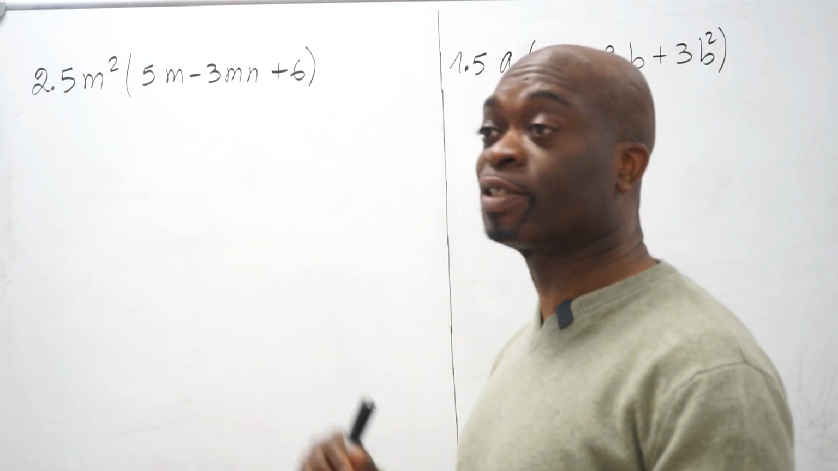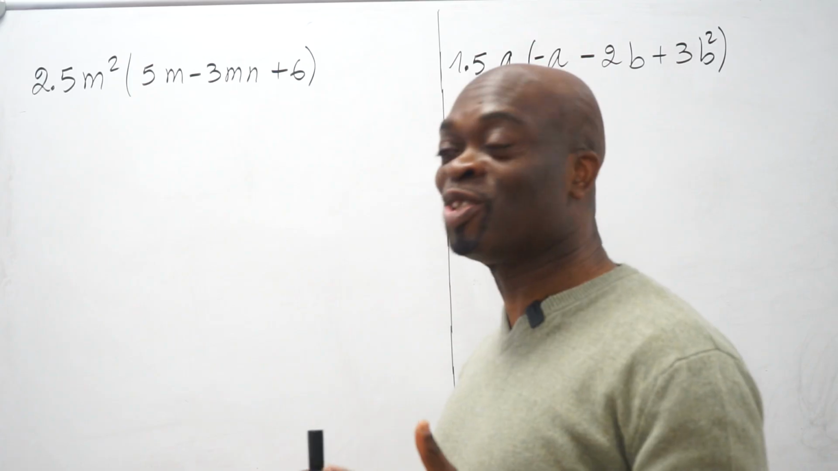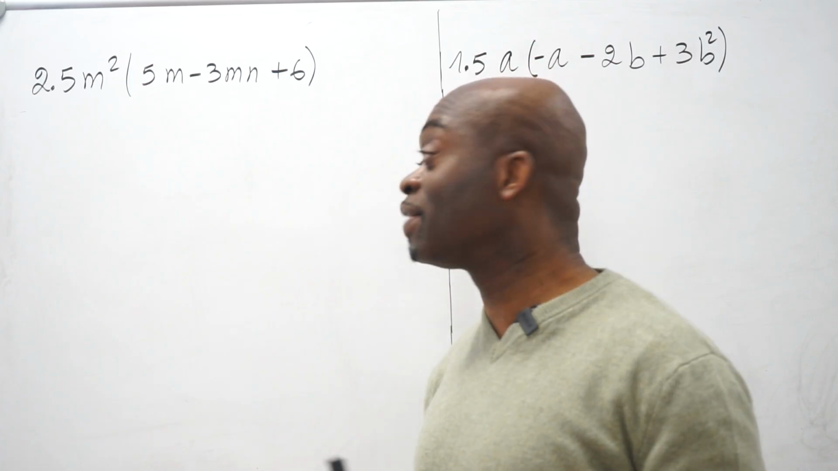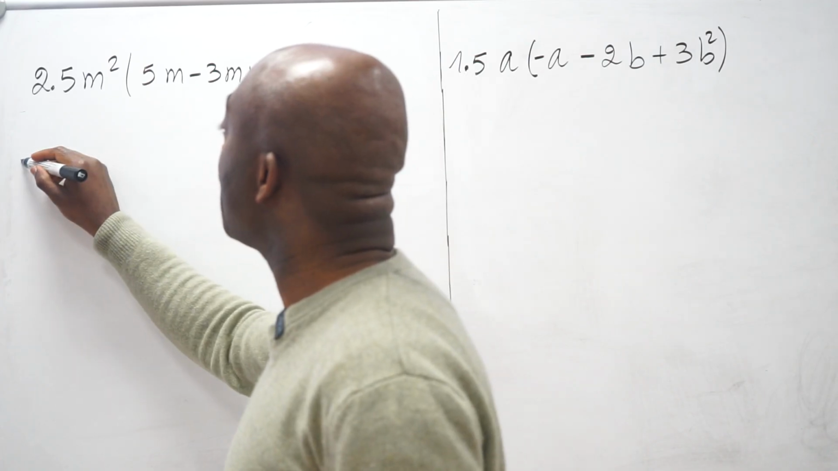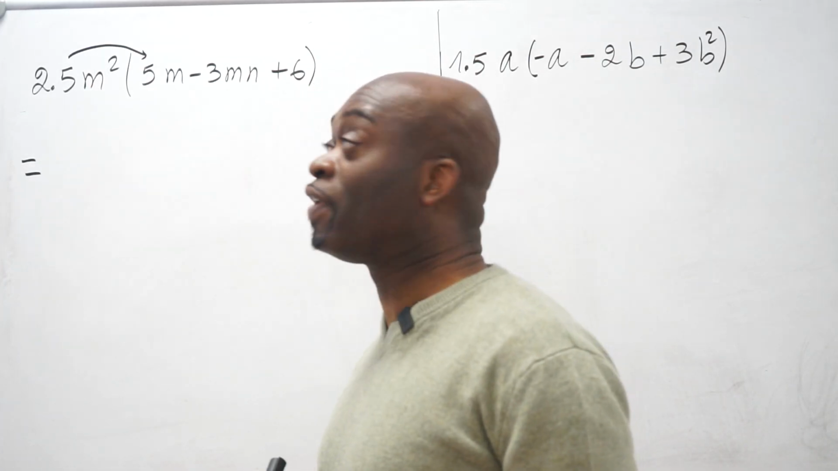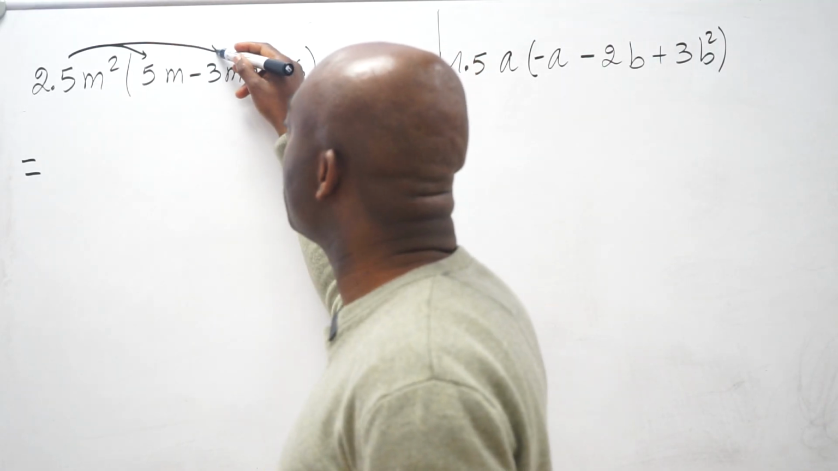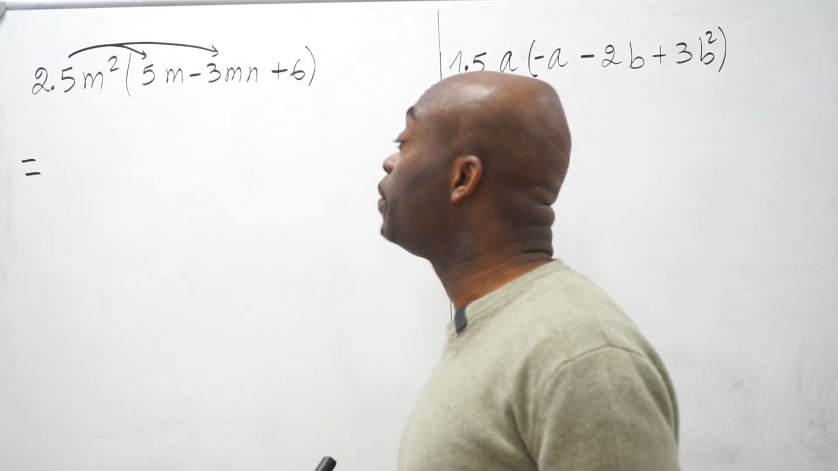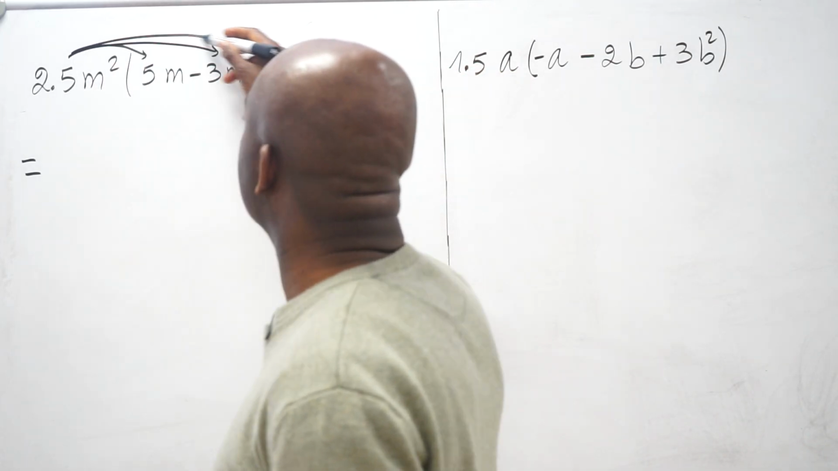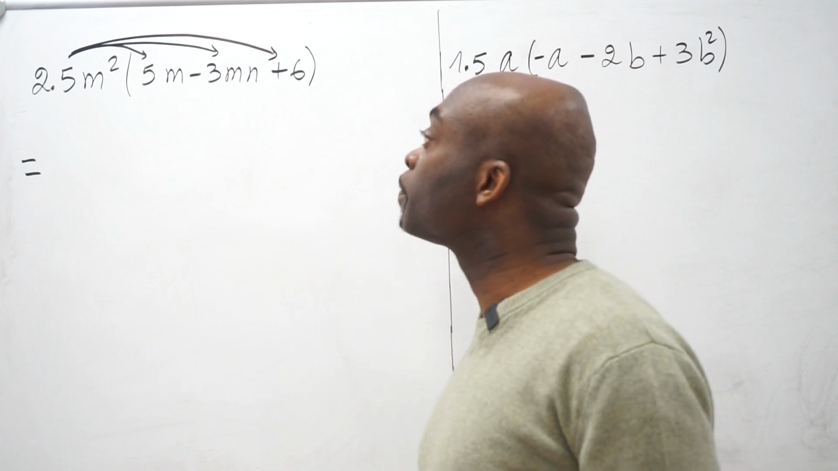Multiplying these kinds of expressions and simplifying them, but just knowing that you can use them also with decimal numbers. Very important concept, right? So let's go for it. That means we're going to multiply the 2.5m to the second power times 5m. The same 2.5 we're going to multiply by negative 3mn. And then the same 2.5m squared we're going to multiply by 6. All right? So let's go for it.